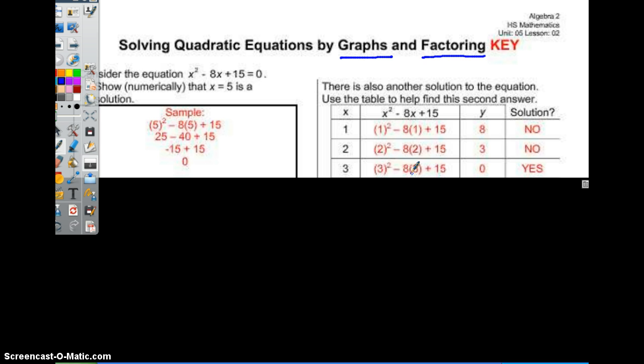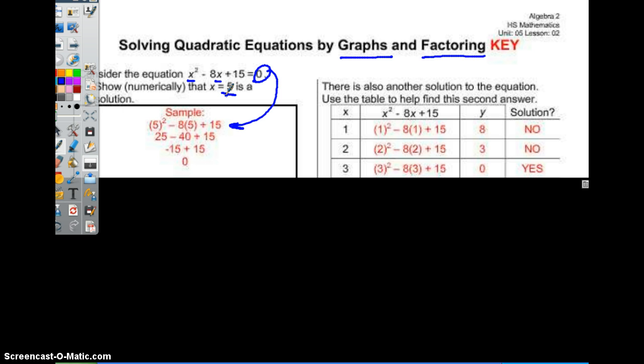Okay, on this first part here, to see that 5 is a solution, we just plug in 5 wherever there is an x. So down here, x squared became 5 squared minus 8 times 5 plus 15. Now, if it's a solution, then when I work this all out, it should equal 0. And when you work that all out, 25 minus 40 plus 15, you end up with 0 at the end. And so that shows that x equals 5 is a solution.